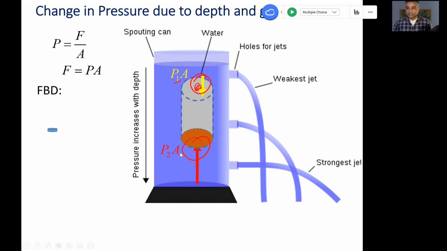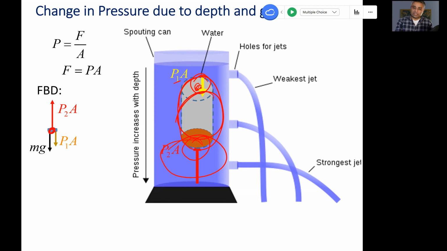So what we can do is now we can make free body diagram. So there is force due to pressure. So that's from the bottom. So that's P2A. And there is P1A pointing down. So I'm just replacing this object by, let's say, point here, right? And there is one more force, which is weight of the water over there. Okay, we cannot just ignore that. So that's going to be mg.